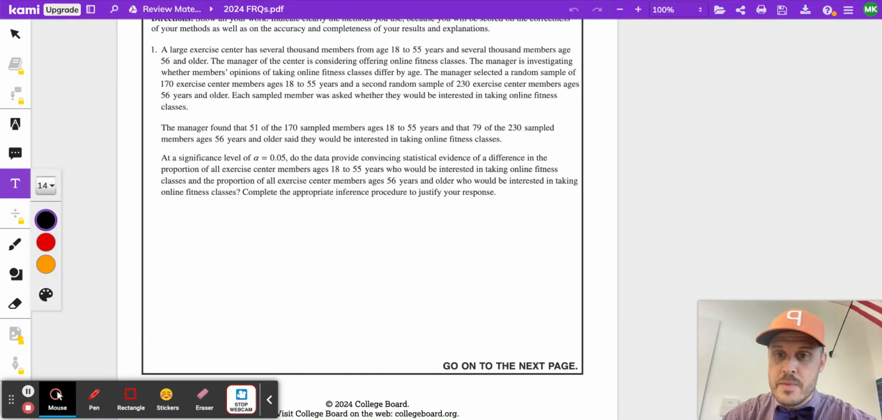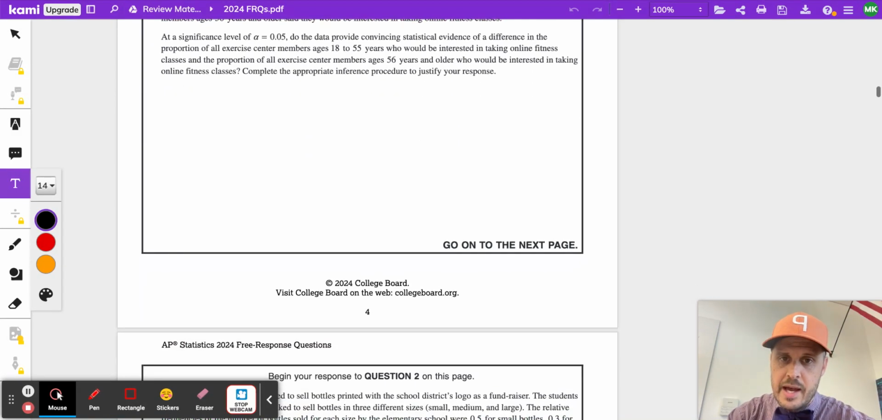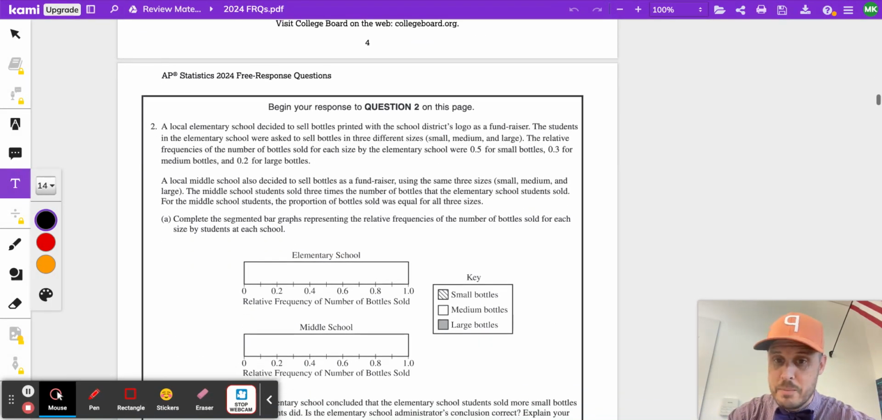All right. So anyhow, you calculate your z score using the square root of p hat q hat times 1 over n1 plus 1 over n2. So 1 over 170 plus 1 over 230. And you get your z score. It seems like those are pretty different proportions. And so you'd probably get a small p-value, reject the null, and go ahead from there. There's no part B. Sweet.